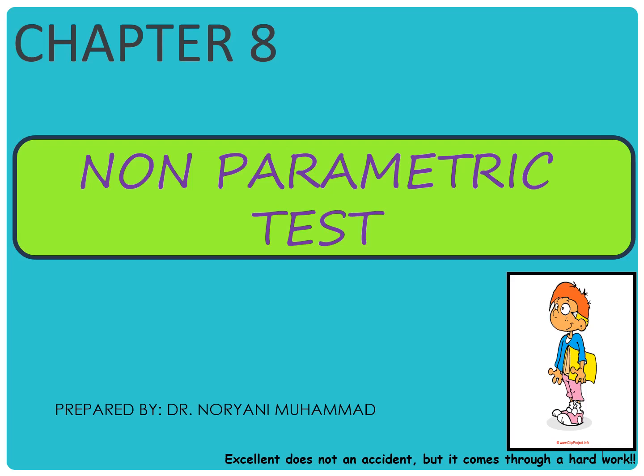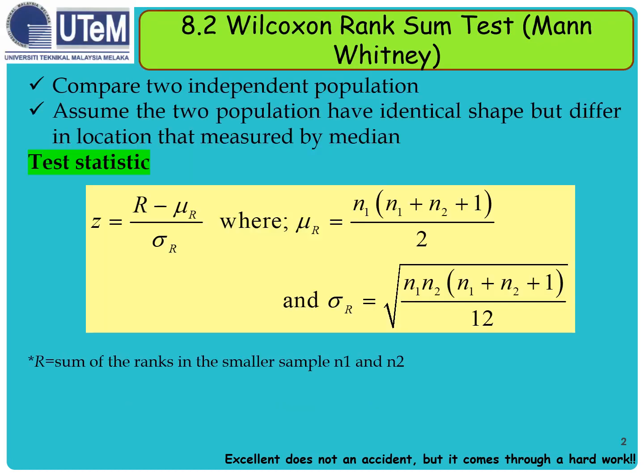So we have discussed one test. This is the second test. The second non-parametric test is the Wilcoxon rank sum test, otherwise known as the Mann-Whitney test. This test is used to compare two independent populations. We assume the two populations have identical shape but differ in location, measured by the median. So we use the normal distribution, which is Z.